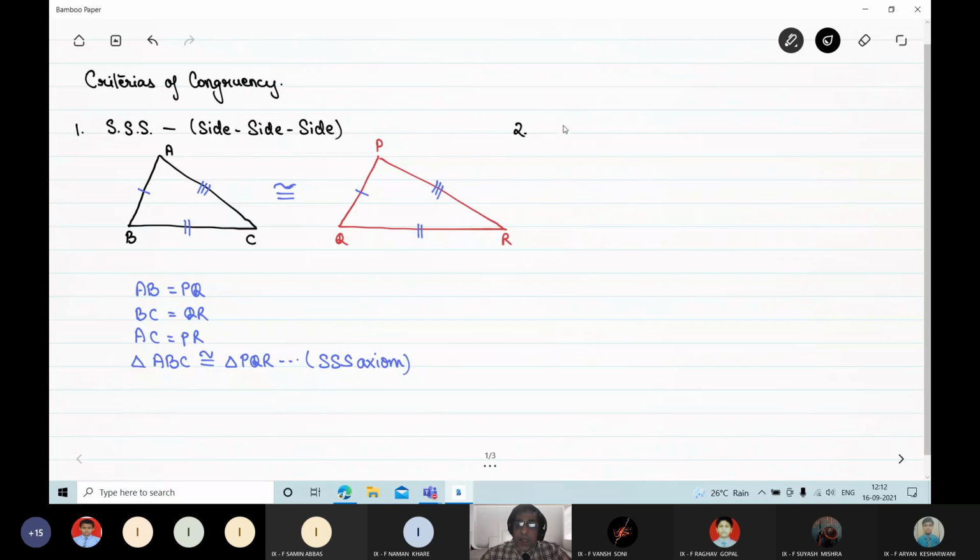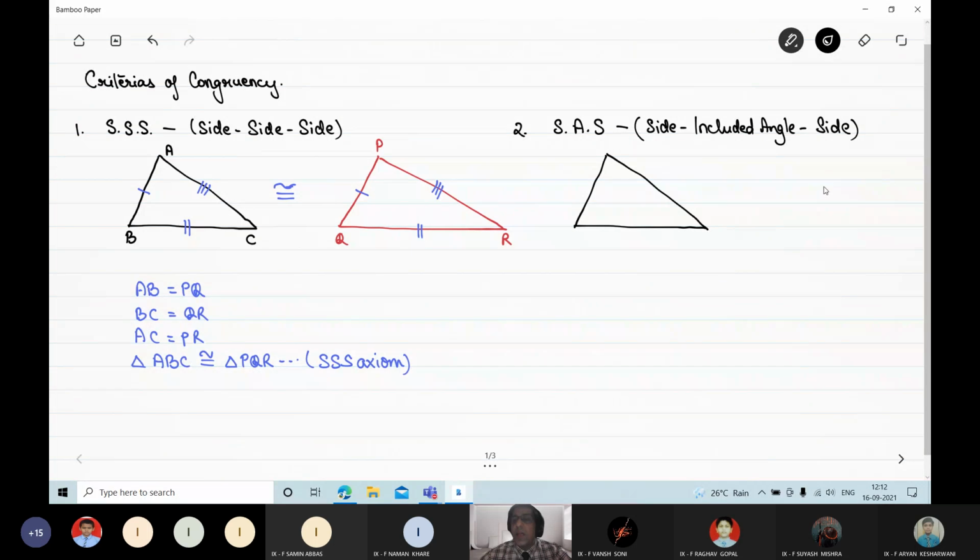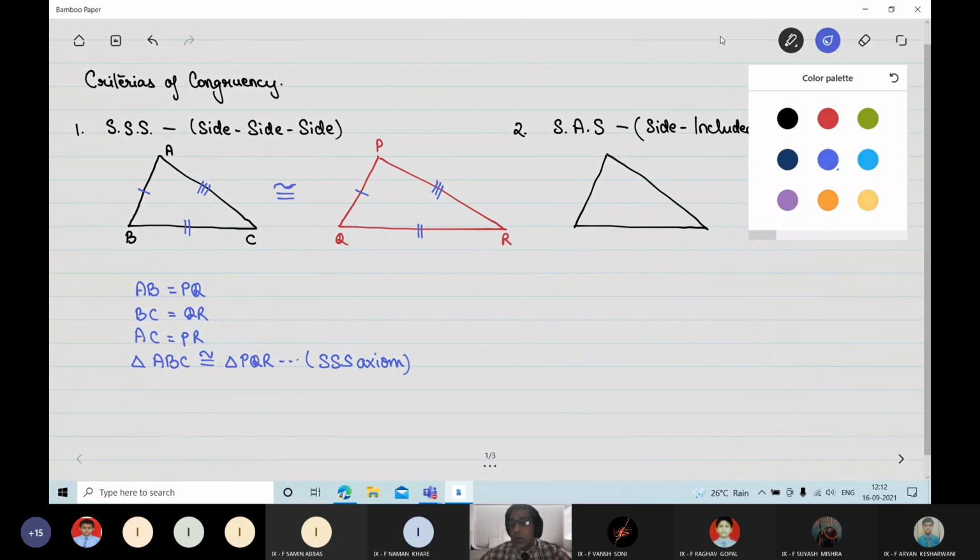The second criteria is SAS. SAS stands for side included angle side. Now the word included is important here. Side included angle side. So it means that if I have two triangles wherein two sides are equal and the angle between the equal sides is also equal.